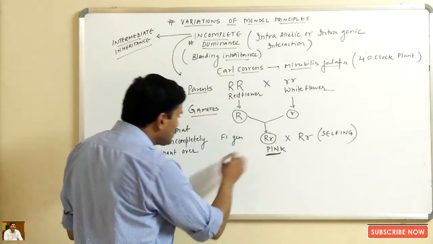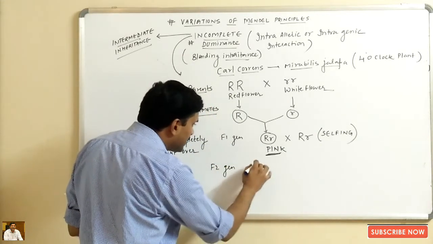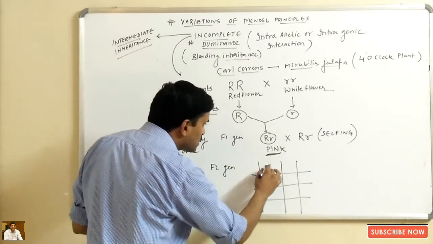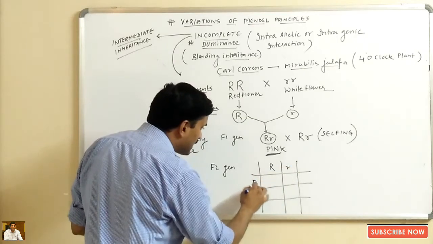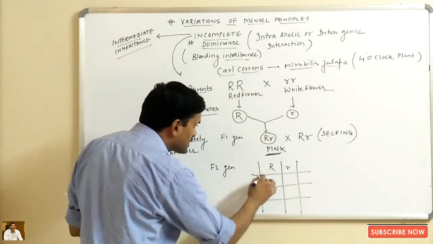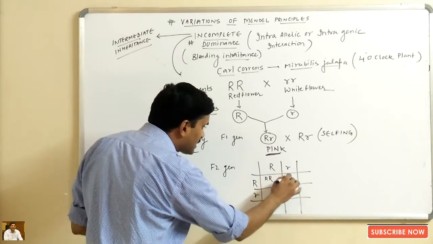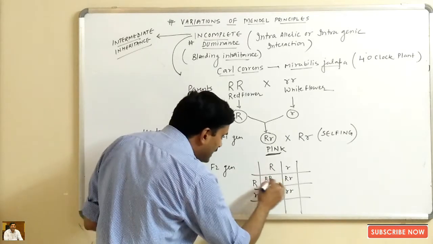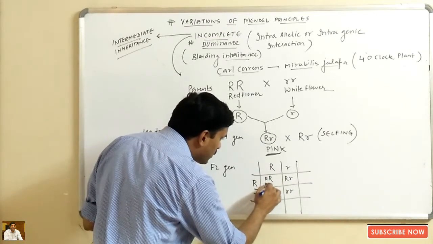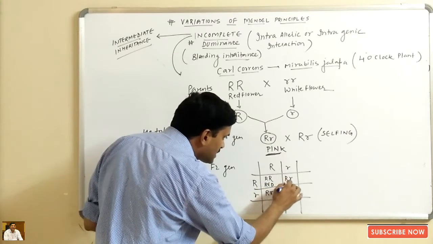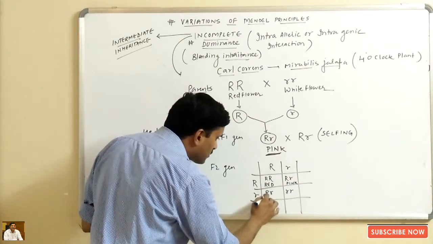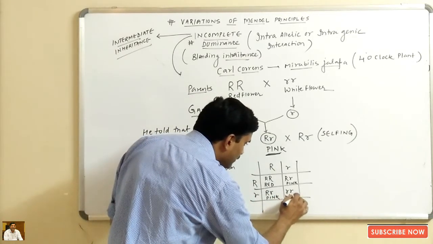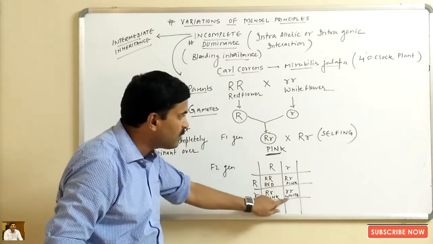So see here, for getting the F2 generation, he made a checkerboard. So here capital R small r, here capital R small r. Now we have a cross: capital R capital R, capital R small r, capital R small r, and small r small r. Now write the names. This is red color. Capital R small r is pink color, which is intermediate of red and white, and this was white. He got red color, pink color and white color.